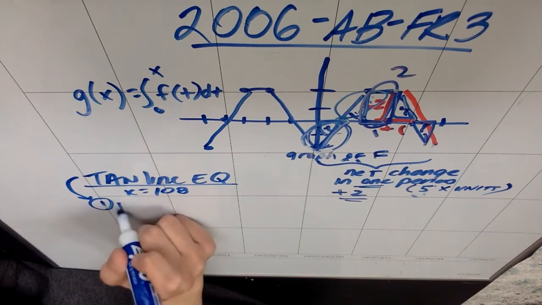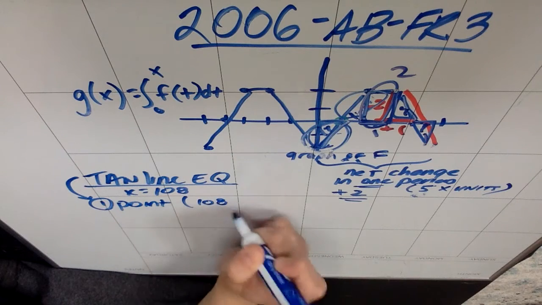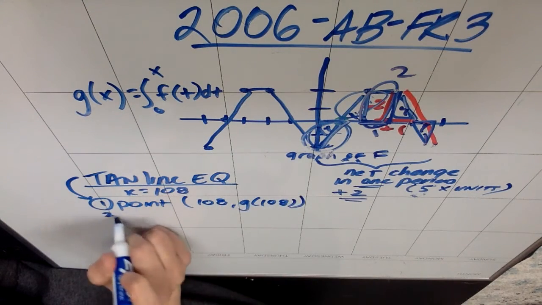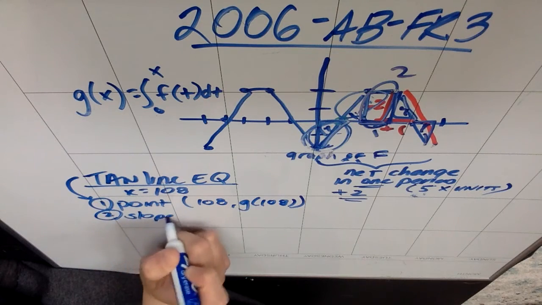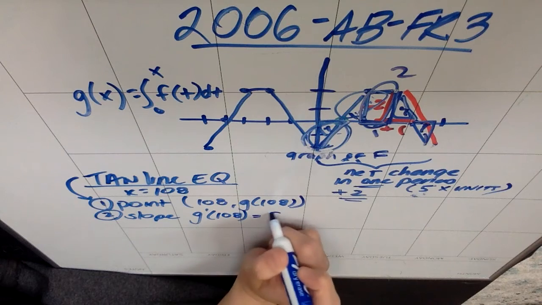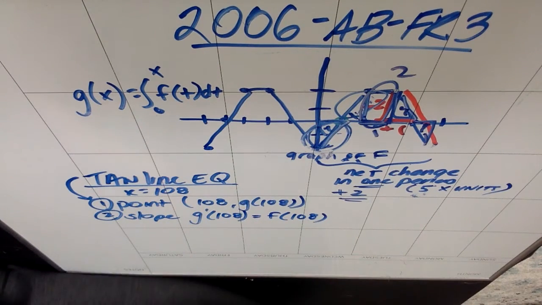Number 1, you need a point, which is going to be 108, comma, whatever g of 108 is, which we don't know right now, but we'll figure out. And the second thing you need is a slope, which is going to be g prime of 108, which, if you remember, is the same as f of 108. We've already established the relationship that g prime was the same as f. So I need to find these 2 values.